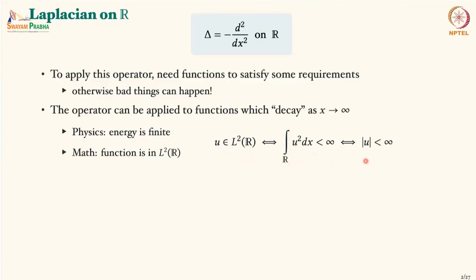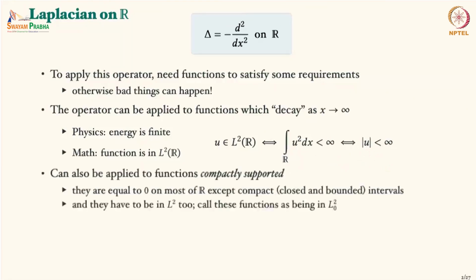So this is the definition of something being in L2, which means that this integral of u square from minus infinity to plus infinity is finite. And you can use a small lemma to prove that it's equivalent to saying that the absolute value of this function has to be finite. It cannot be a function like tan x, for instance. Tan x is not in L2 on R because it blows up. So functions with singularities are not in L2, but functions which have discontinuities are in L2, as long as the magnitude of the function everywhere is finite.